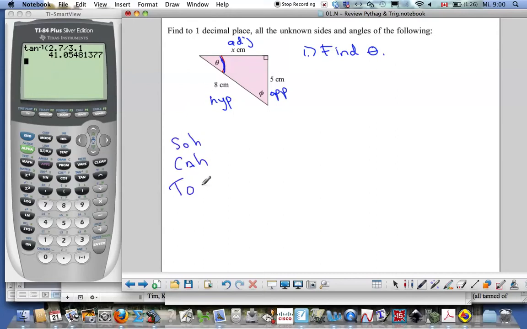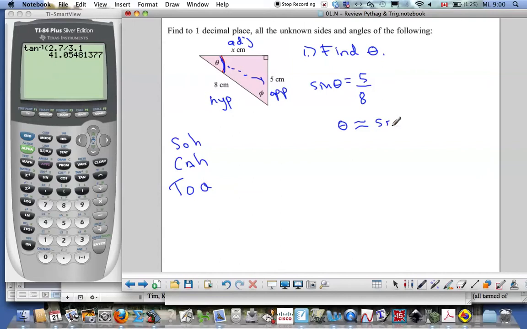Okay, Ms. Borbe, can you help me? Which ratio am I going to have to use here? If I look at this, I know what my opposite is, and I know what my hypotenuse is. So I'm going to look for that and see that I need to use sine. Yeah, there it is. Opposite, hypotenuse. So sine of theta is equal to 5/8. Then we need our calculator.